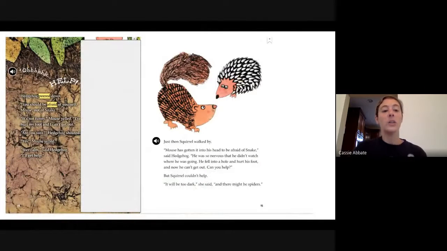Oh, help! Hedgehog peered down. You should be afraid of yourself, Mouse, not of Snake. It's not funny, Mouse yelled. I've hurt my foot and I can't get out. Are you sure? Hedgehog shouted. Yes, Mouse yelled. Stay calm, said Hedgehog. I'll get help.